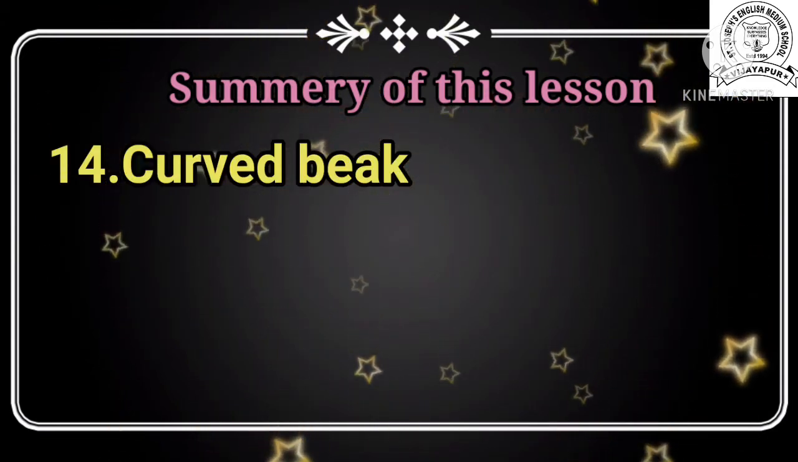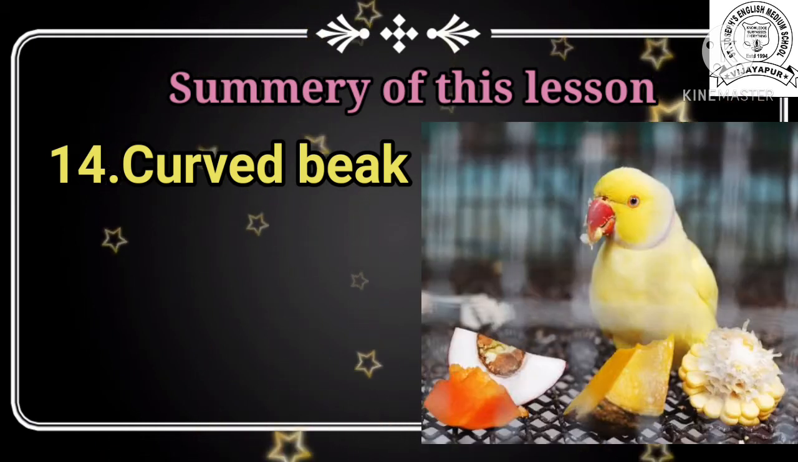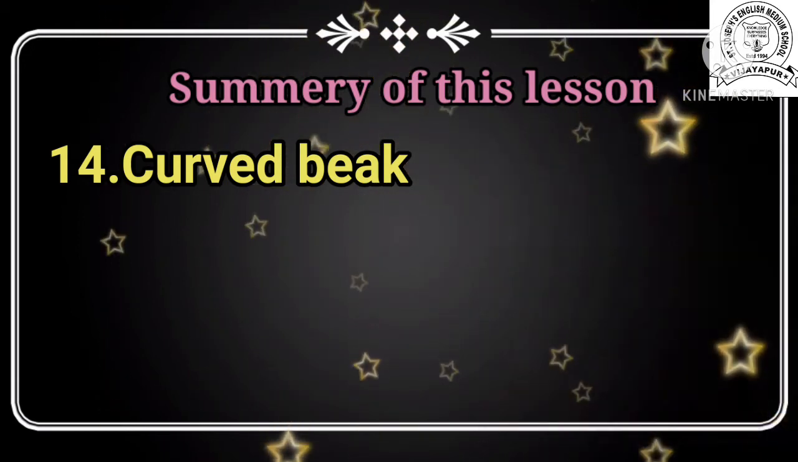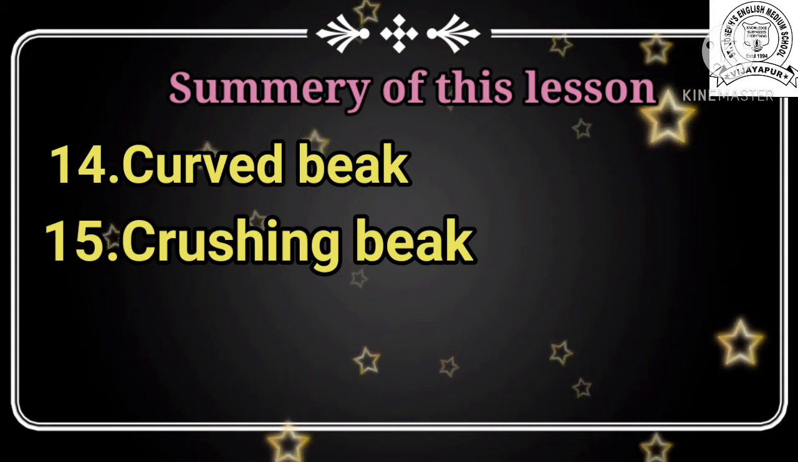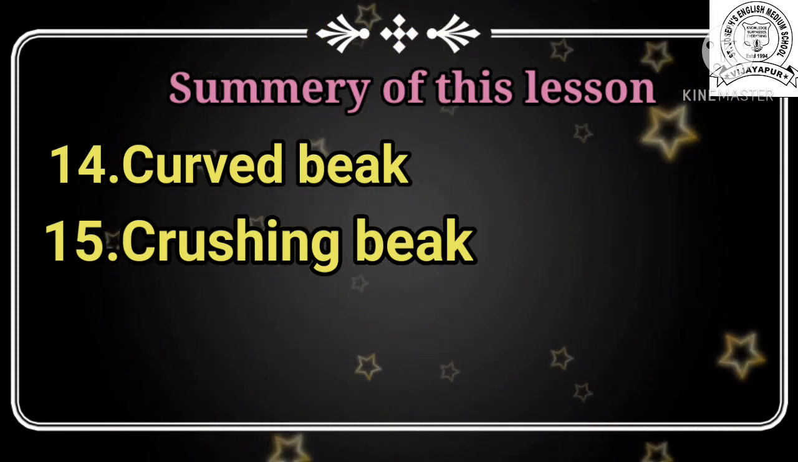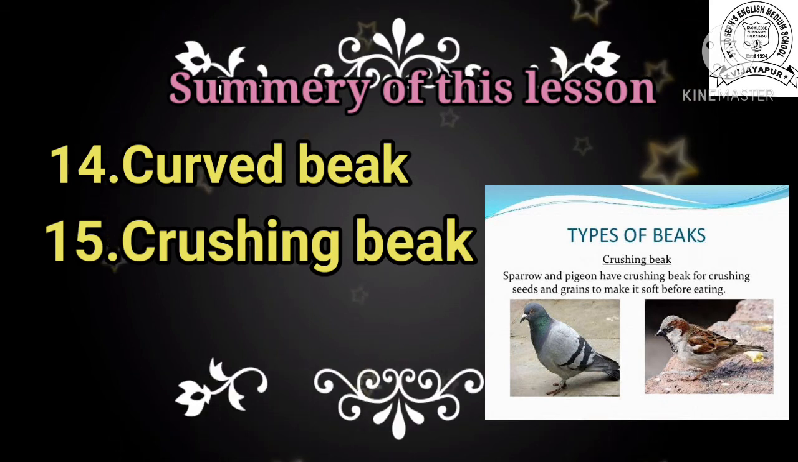The first one is the curved beak. Which beak? Curved beak. This type of beak is present in the parrot and it is very useful to crack hard seeds and hard fruits. Now the second one is the crushing beak. This type of beak is present in the sparrow, and by using that crushing beak, birds can crush the grains.